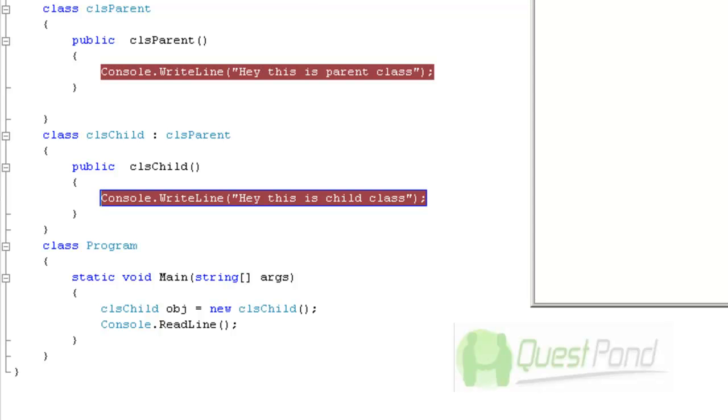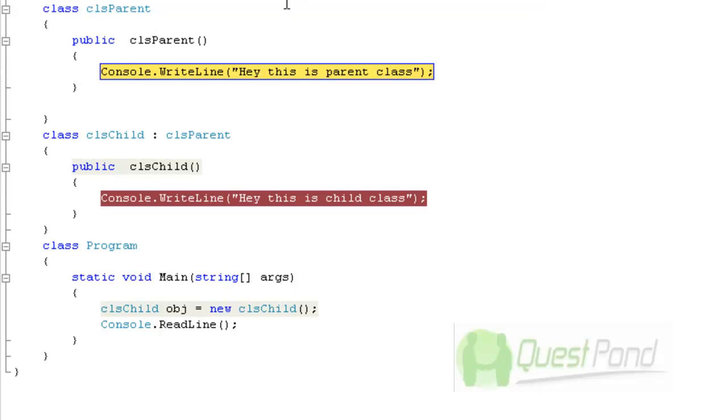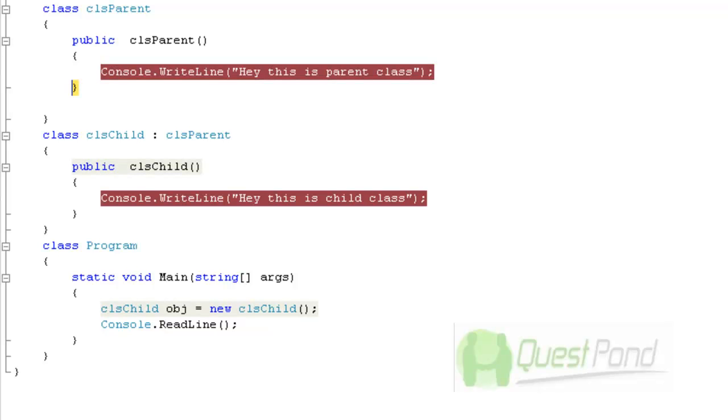Now if I run this, you will see that the first constructor which fires is of this parent. You can see that my debug point has gone in the parent first. Let me do F11, and my second debug point actually goes to my CLS child. So you can see that now the CLS child constructor has fired.